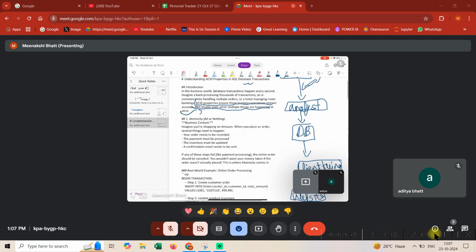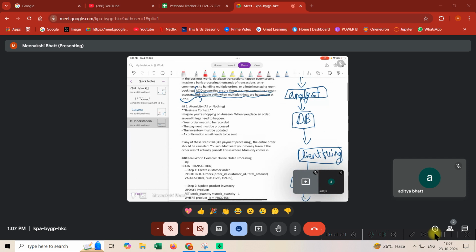So guys, first of all, the property is atomicity, and the idea is either all or nothing. This makes a lot of sense, right? Let's say you're placing an order on Amazon. First of all, your order needs to be recorded, the payment must be processed, the inventory must be updated, and a confirmation email needs to be sent.